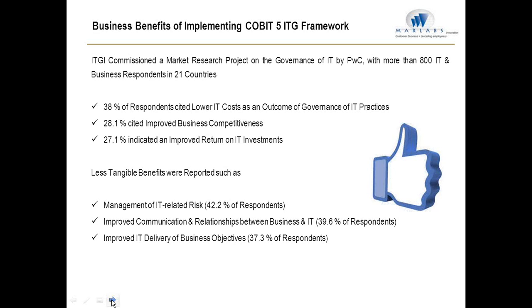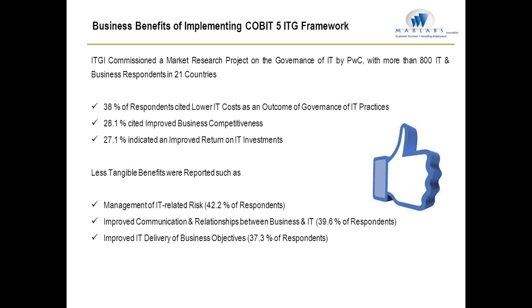Yet another research done by PwC, PricewaterhouseCoopers, in terms of trying to quantify the benefits of implementing COBIT5 governance framework. They interviewed more than about 800 IT and business respondents across the geographic locations. And this is what they have to say. 38% of them cited lower IT costs as an outcome of governance of IT practices. So that is a big benefit. 28% of the respondents cited that there's been an improved business competitiveness, which is good news. 27% of the respondents indicated an improved return on investment. So this is again good news.